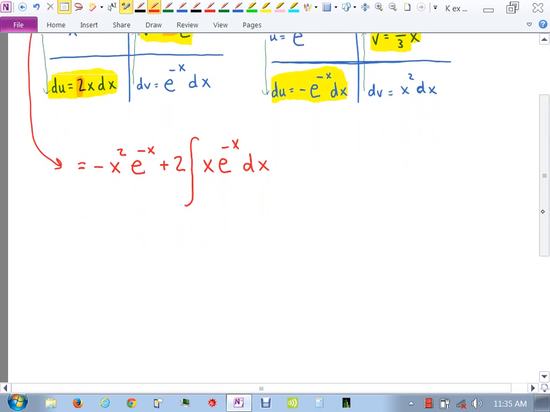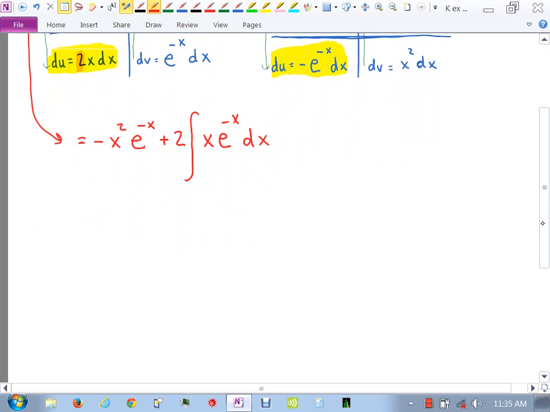All right, so how am I going to do integration by parts again on this? Well, first of all, I'm going to focus all my attention just on this integral, right? That's it. I want to remember that my answer has negative x squared e to the negative x plus 2 times whatever I get now. So I'm going to come in with a new table.